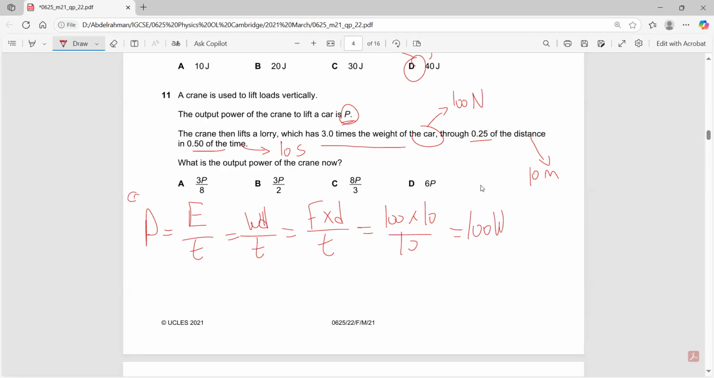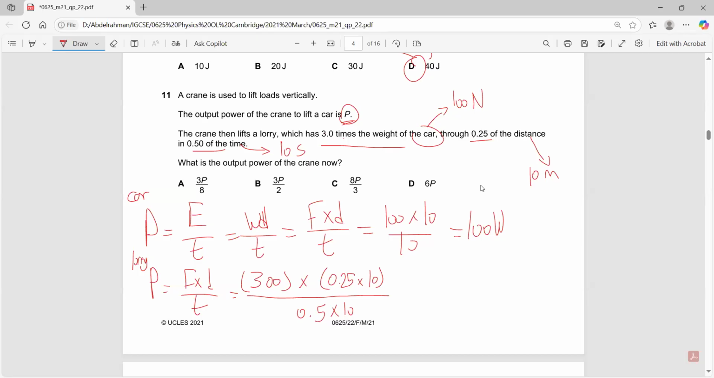Can I find the power of the lorry? Yes, I can. Again, force times distance over time. The force of the lorry is 3 times the weight of the car. So 3 times 100, this is 300, right? This is the force of the lorry times the distance through 0.25 of the distance. What is 0.25 of 10? 0.25 times 10, which is 2.5. And then over 0.5 of the time, 0.5 times 10, which is 5 seconds.